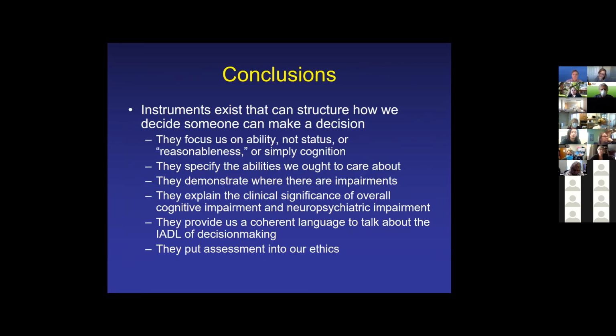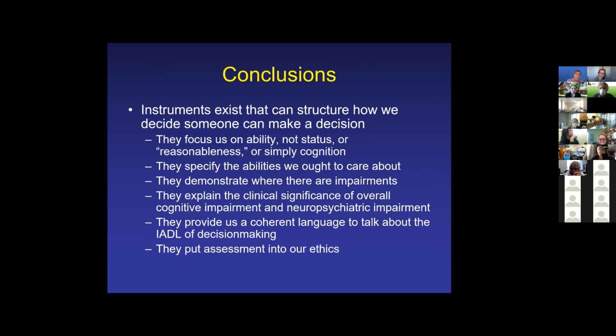So there are instruments that exist that can structure how we decide someone can make a decision. And they focus on decisional abilities, not whether something's reasonable, and certainly not on diagnosis or just measures of cognition. Those instruments like the ACE specify the abilities we ought to care about. They help us show, like, he just doesn't understand these facts, as much as I try to explain them, or whatever it may be. Or they allow us to see the clinical significance of cognitive impairment. In other words, what does it mean to have a mini-mental of 18? Love it or hate it, I would argue that's a score in the mini-mental below which things get really tendentious for people to solve problems because they're really having trouble with attention and concentration.